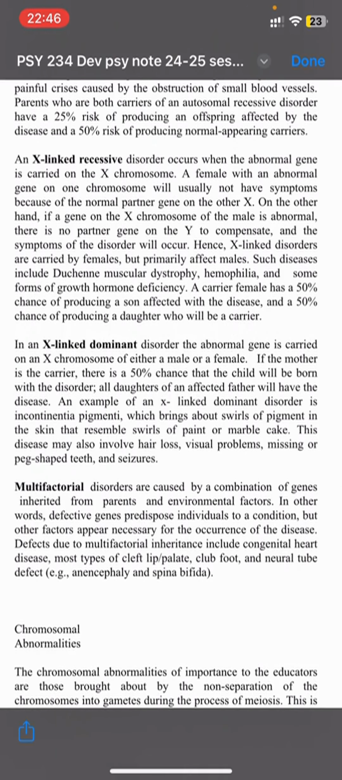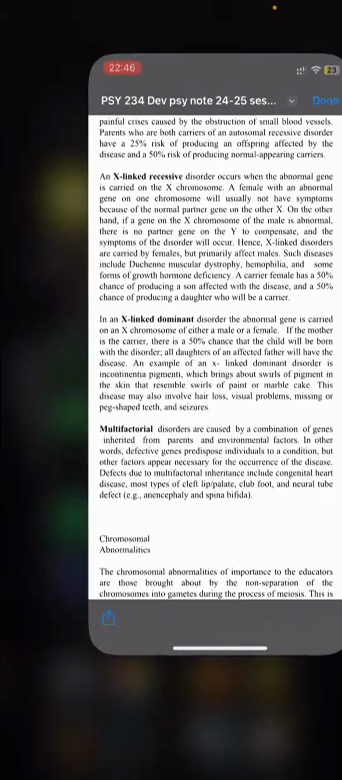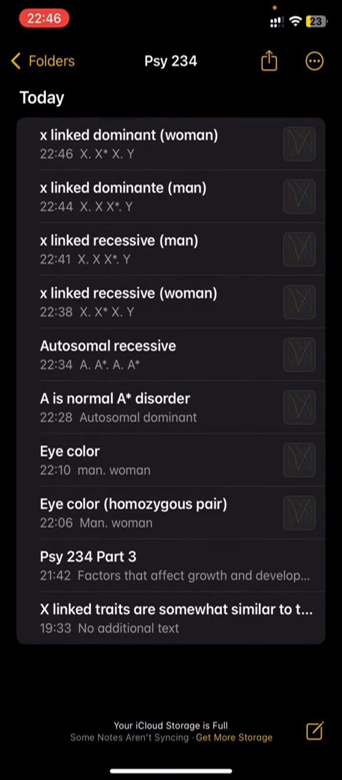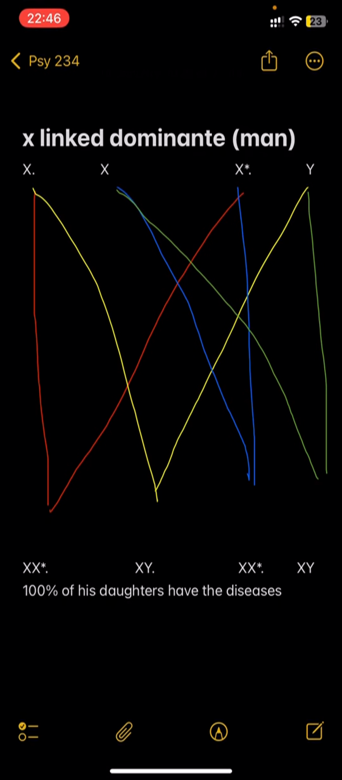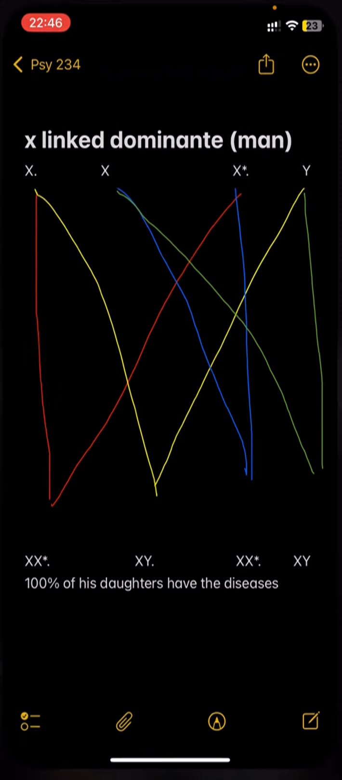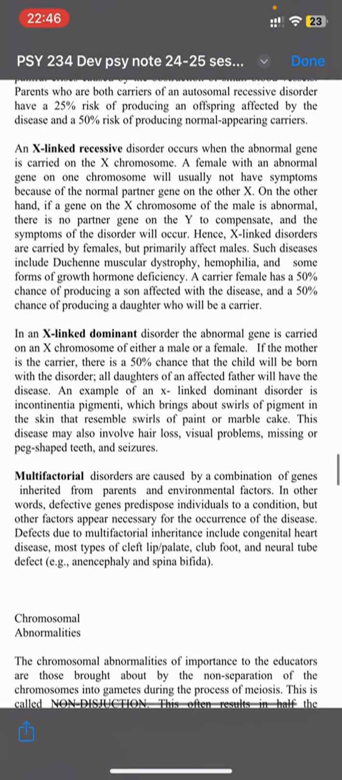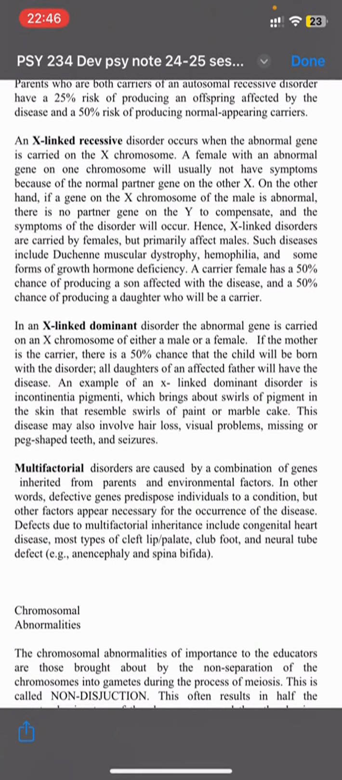I think we are going to stop here. But let me finish. If the mother is the carrier, there's a 50% chance that the child will be born with the disorder. All daughters of an affected father will have the disease in an X-linked dominant disorder. Look, because it's dominant, you have X under the red and XX under the blue. Those are women. So 100% of all his daughters will have this.